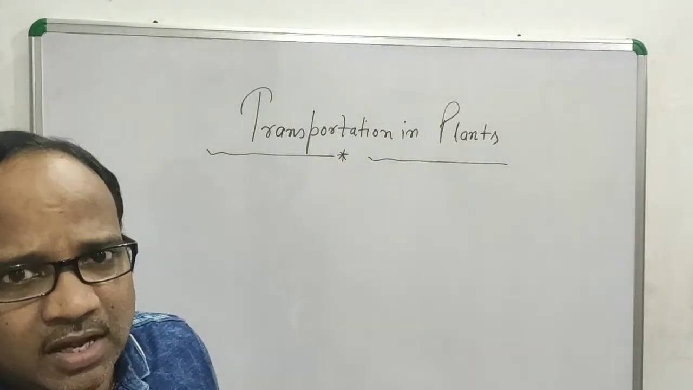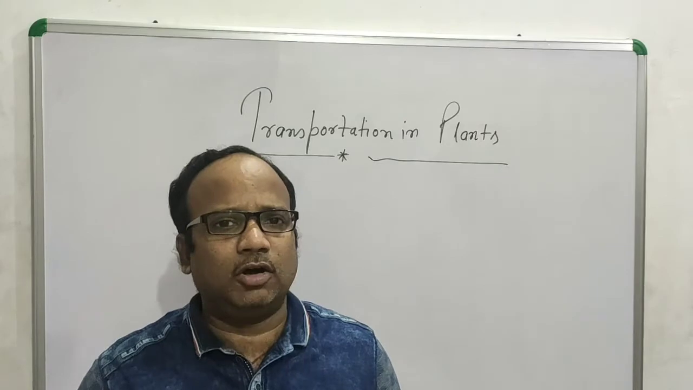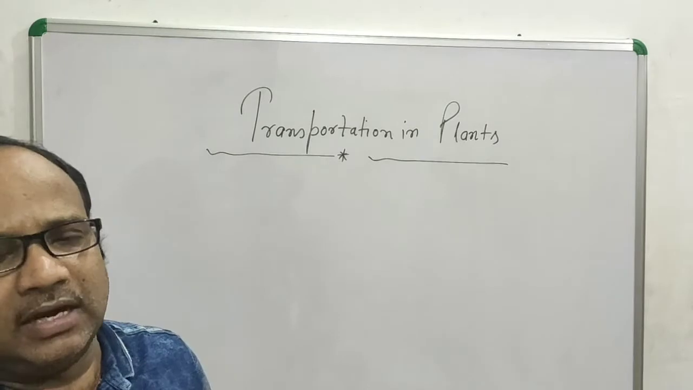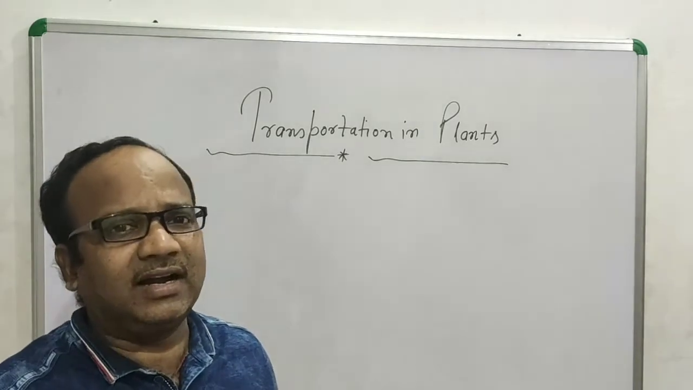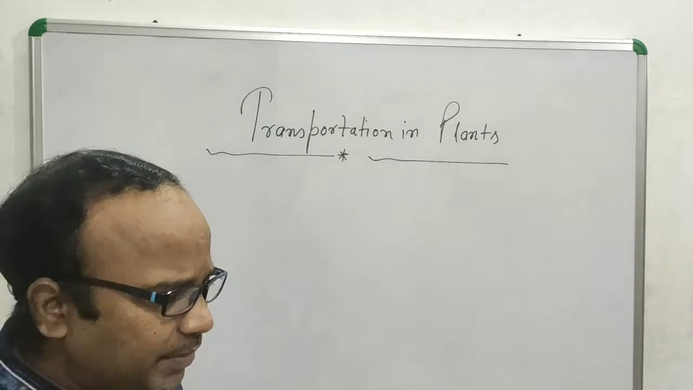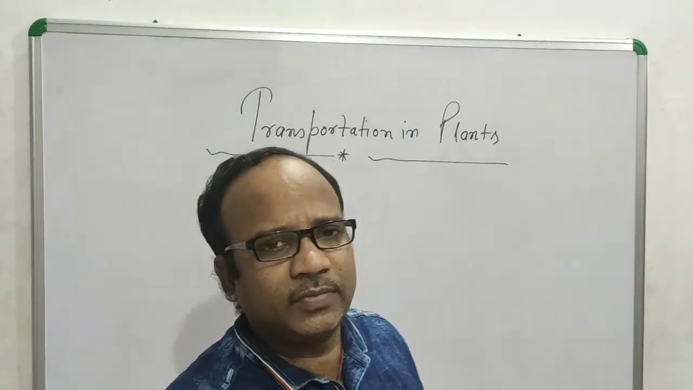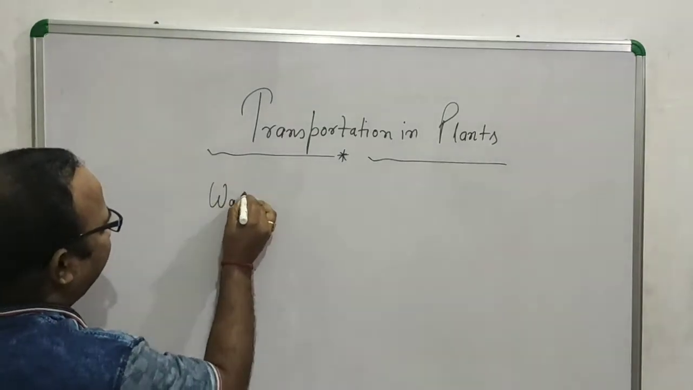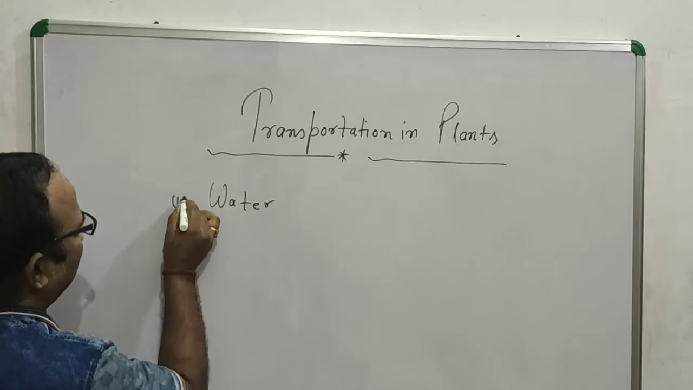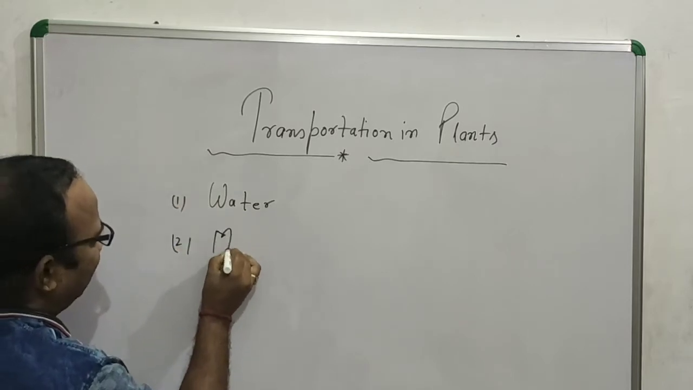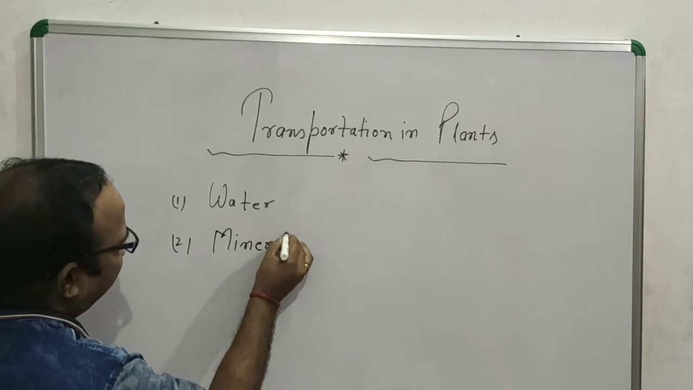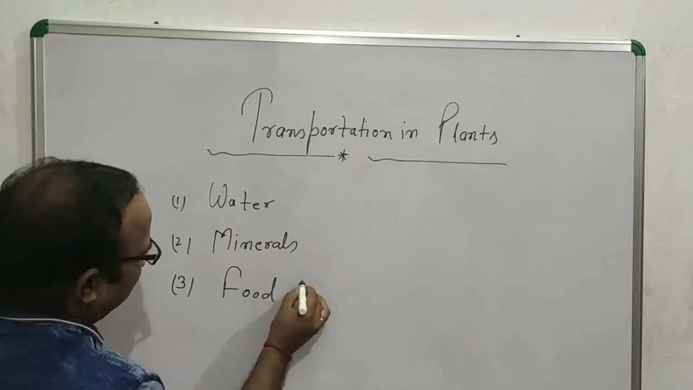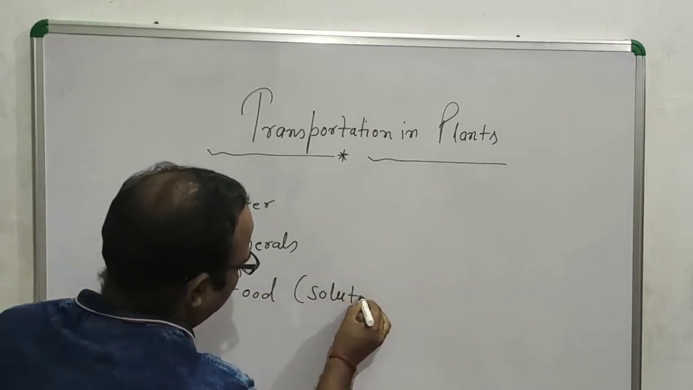First thing we need to know right now: what are the things which are going to be transported in the plants? What materials are basically being transported in the plants? The answer is, first, water, next, minerals, and the third one is the food. It is also called solute.